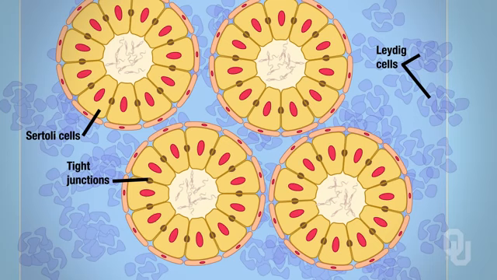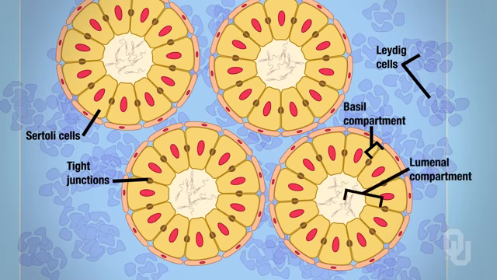In addition to these structures, you will need to be familiar with the following compartments: the basal compartment and the luminal compartment. These compartments are basically talking about regions of the cross-section. If we are talking about the basal compartment, we are talking about the area that goes from the tight junction toward that smooth muscle. And if we are talking about the luminal compartment, we are talking about the area that goes from the tight junction toward the lumen.